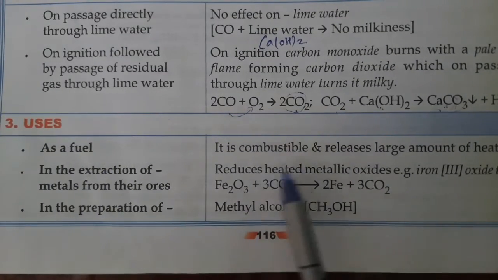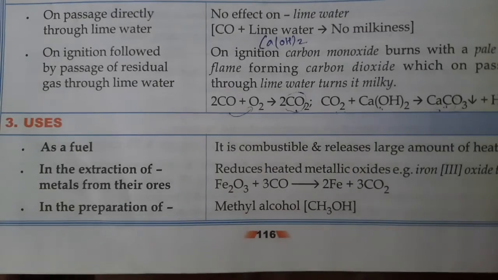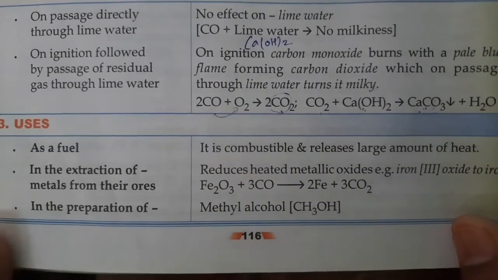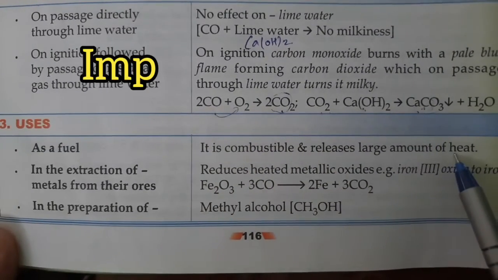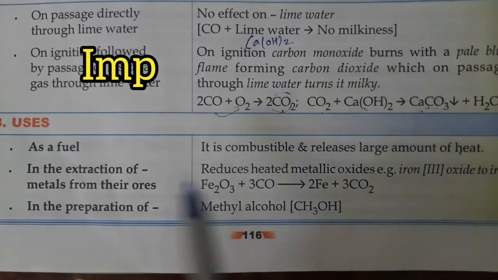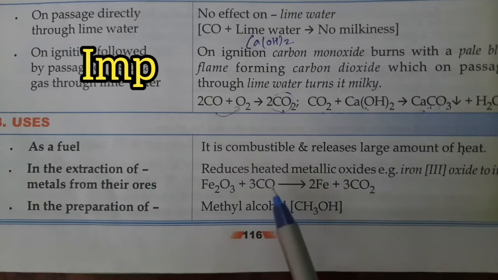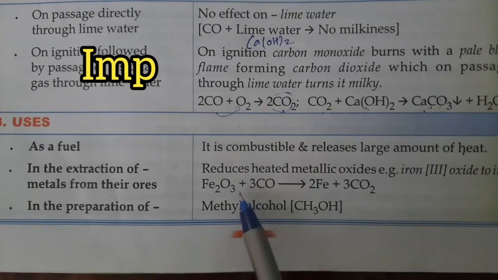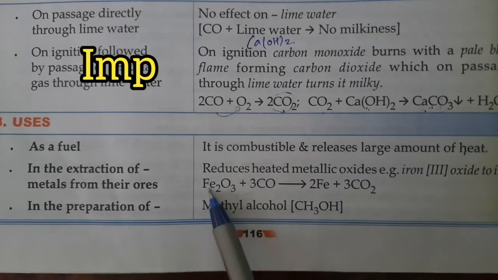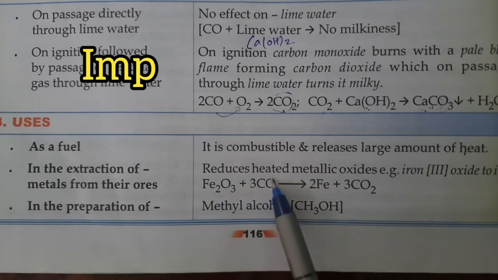As a fuel. It is combustible and releases a large amount of heat. So therefore, since it produces a large amount of heat and is combustible, it can be used as fuel. Next, in extraction of metals, you know that it acts as a reducing agent. It helps to remove oxygen from metal oxide.